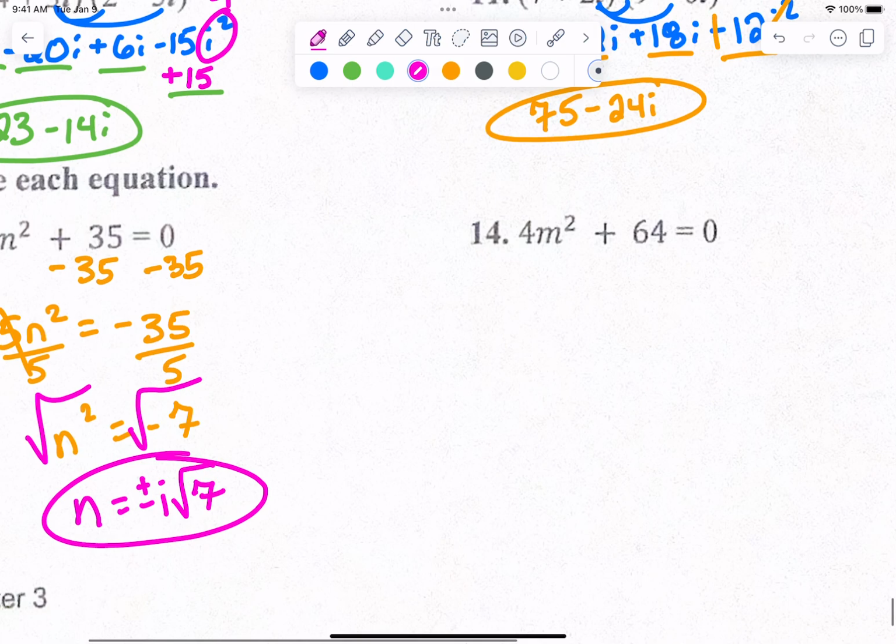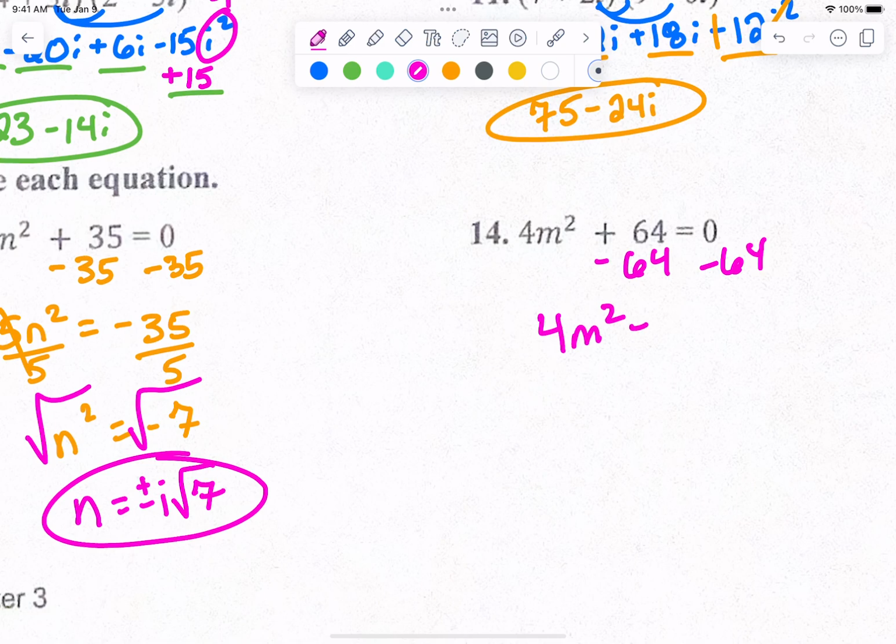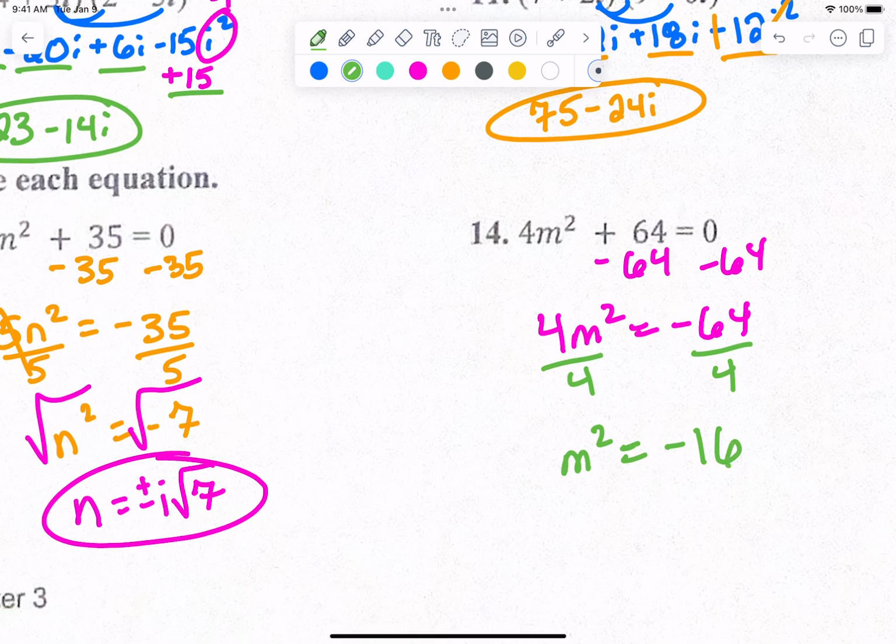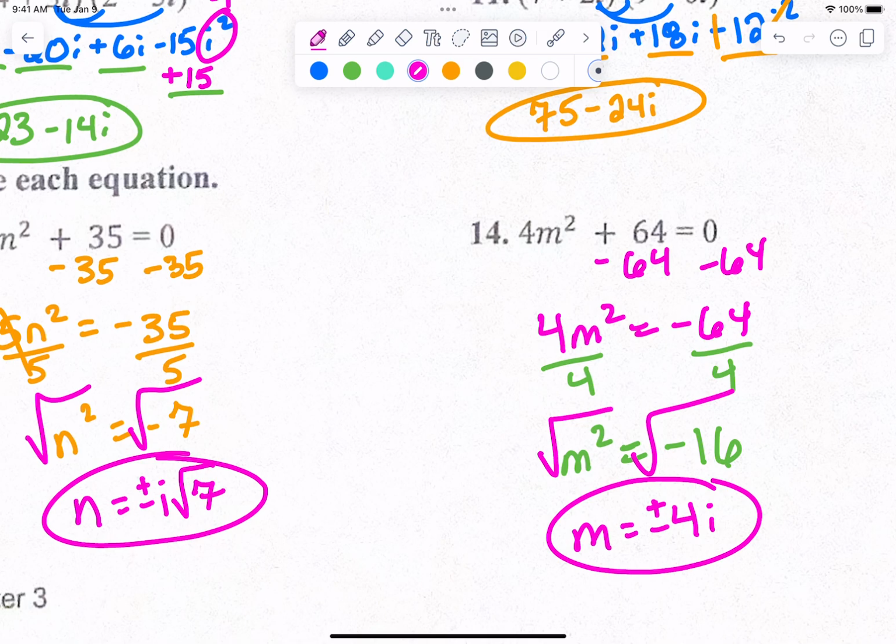All right, 14, same thing. What do you do first? Minus 64. 4m squared equals negative 64, then what? Divide by 4. M squared equals negative 64 divided by 4. What do you get? Negative 16. Now, take the square root. What's the square root of negative 16? 4i, but plus and minus. Jordan said it. Yep. Plus minus 4i. Okay, all right, 15?